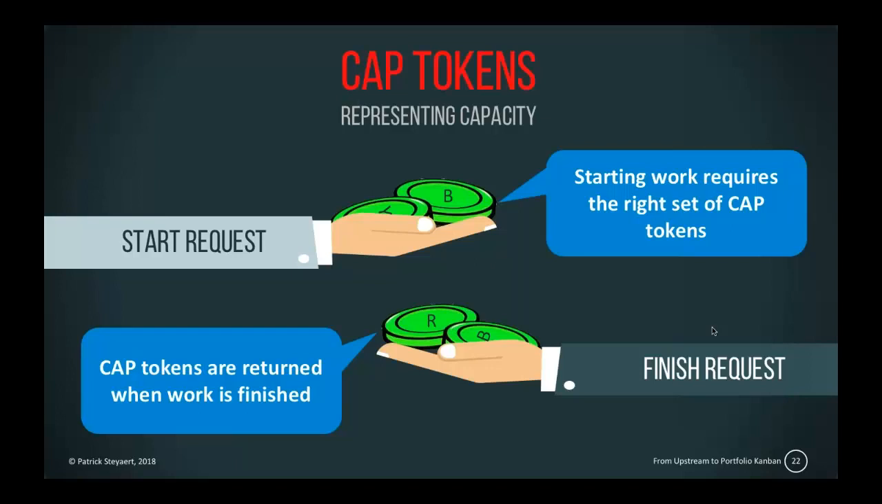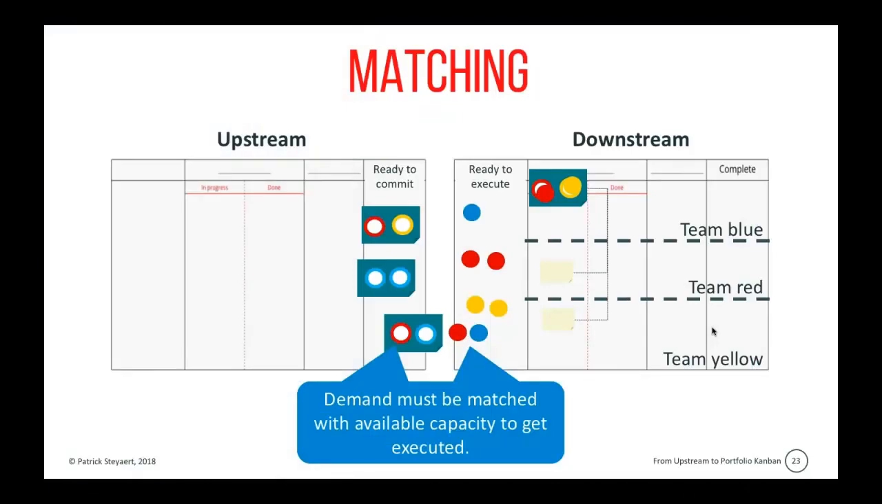So cap token is a representation of the amount of requests that a team can work on at the same time. This means that we only start a request when we have the appropriate cap tokens of the team. And when the request is finished, the cap tokens are returned, signaling that capacity has become available to start working on a new request. In practice, this means that we're going to match our demands with our supply.